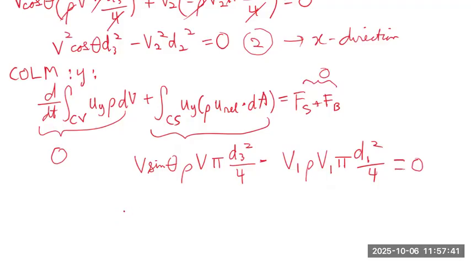And this equation simplifies to, wait, sorry, not V3, but V squared D3 squared sine theta minus V1 squared D1 squared, and it's equal to 0. This is equation 3.